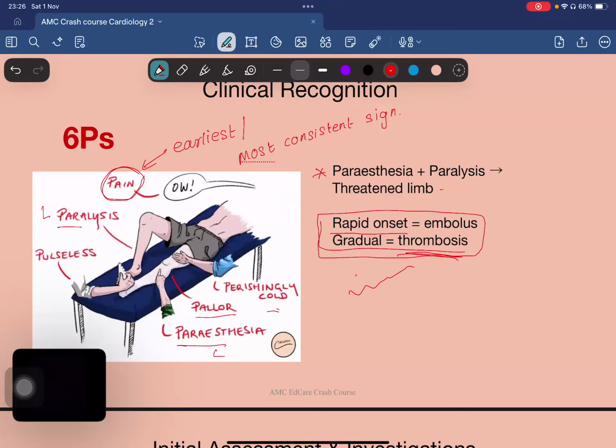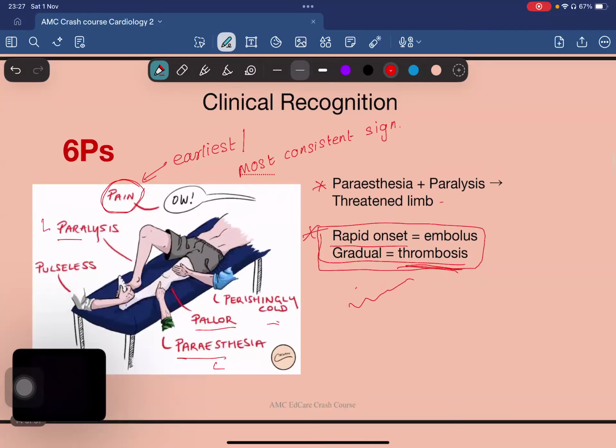These are little things that I came across when going through the guidelines. So just remember these points. Yeah, that should be pretty much it about the clinical presentation. We talked about the 6Ps, the earliest sign, the late signs, and if those signs are there, it would be a threatened limb. And how to recognize the clinical onset. Yeah, that should be it.